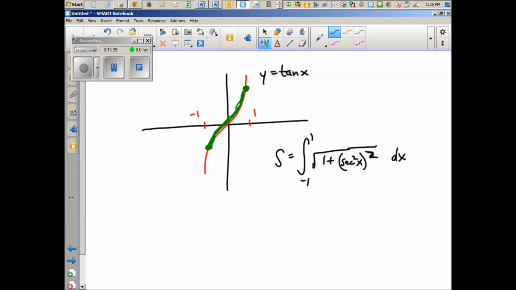So should we type sec to the 4th x, or should we just do sec squared x, squared? With your calculator, you can do sec to the 4th. You can even type that. Everyone else is going to have to type 1 over cosine. So you're going to have to be careful how you type this sort of thing.